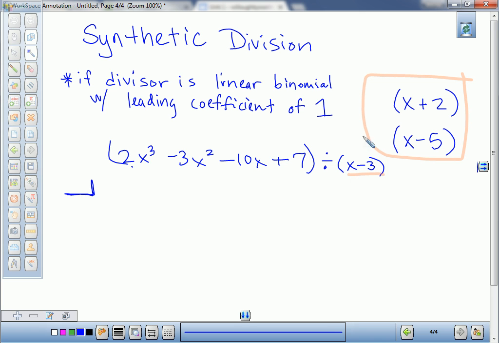Anybody know? Positive 3. Okay, so what happens is, because we want what makes this factor 0, and this is our rule, it always ends up being the opposite of this. Just like the x-intercept was always the opposite of the factor, this is going to be the opposite right here. And then what we do is we take our coefficients of our dividend, what we're dividing into. So the divisor goes here, the coefficients, and the constant of the dividend there.